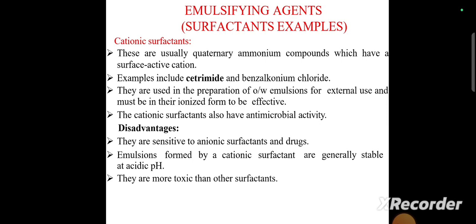Cationic surfactants also have disadvantages, like they are sensitive to anionic surfactants and drugs. Emulsions formed by cationic surfactants are generally stable at acidic pH. They are more toxic than other surfactants, so we use cationic surfactants rarely.